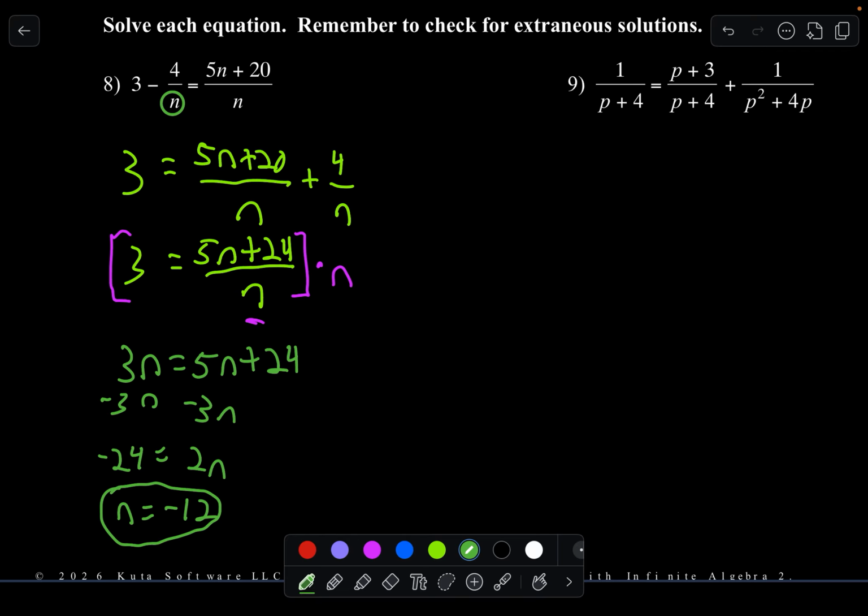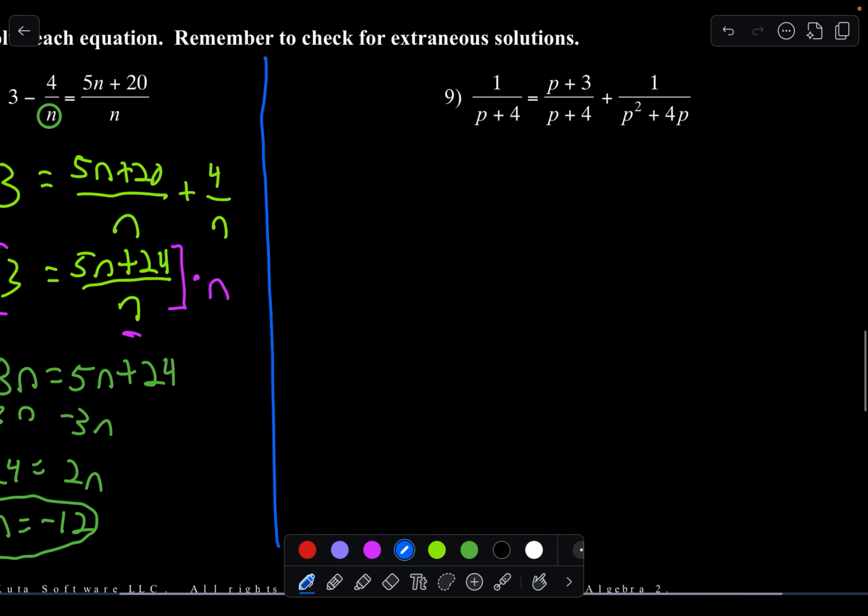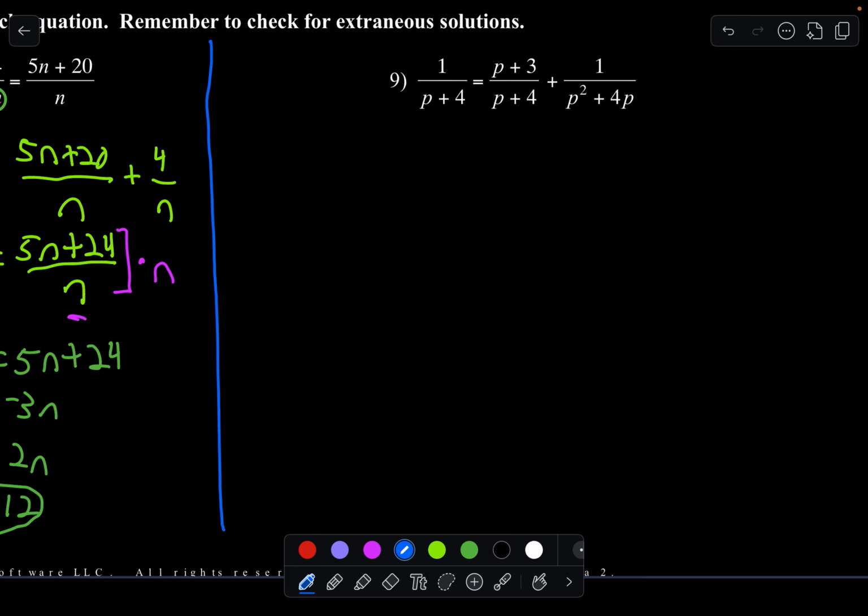All right. Question number 9 is a little uglier. Actually, probably a lot uglier. This is probably the hardest one on the test. First thing you should do is factor everything that can be factored. In this case, this p squared plus 4p is p times p plus 4. All right? So, I noticed that, hey, these two are the same denominators.